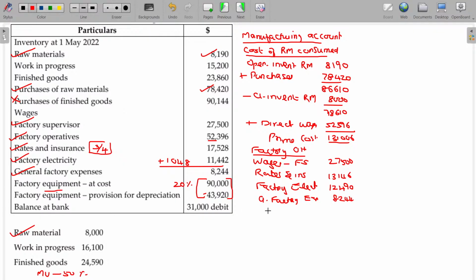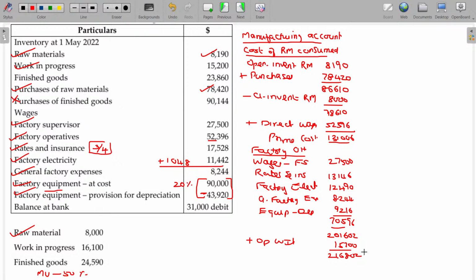and equipment depreciation. If you subtract this provision for depreciation, the balance on that 20% will be calculated, 9216. That's all. The total value being 70,596. If I add up these two, this value being 2,01,602. Add opening work in progress. Here is 15,200. 2,16,802.